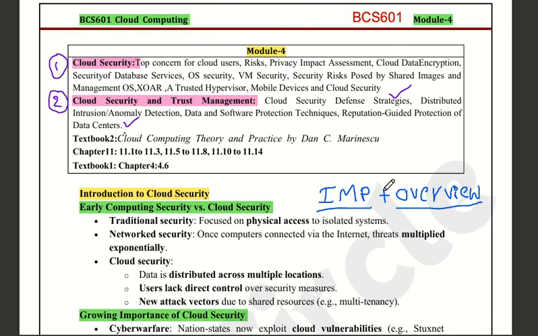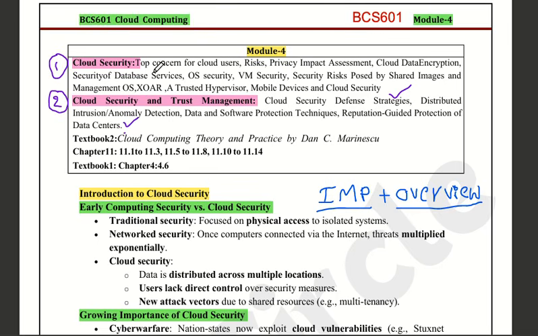So in this video we are going to discuss the module 4 important concepts and an overview of this entire module. Okay, so let's start without wasting time. In this module 4 there are two chapters, cloud security and cloud security and trust management. This one is from textbook number 2, and this chapter is from textbook number 1.